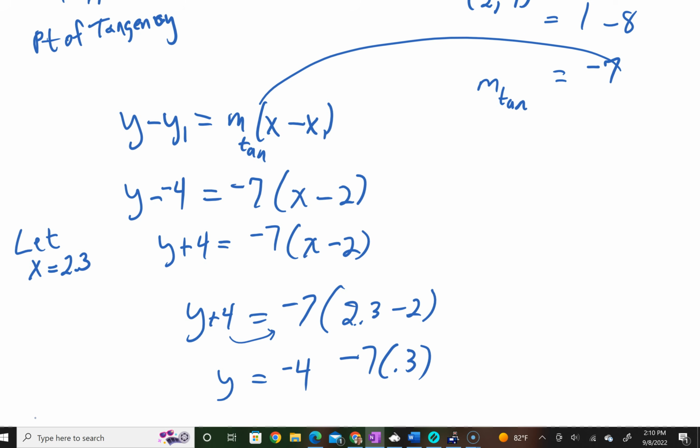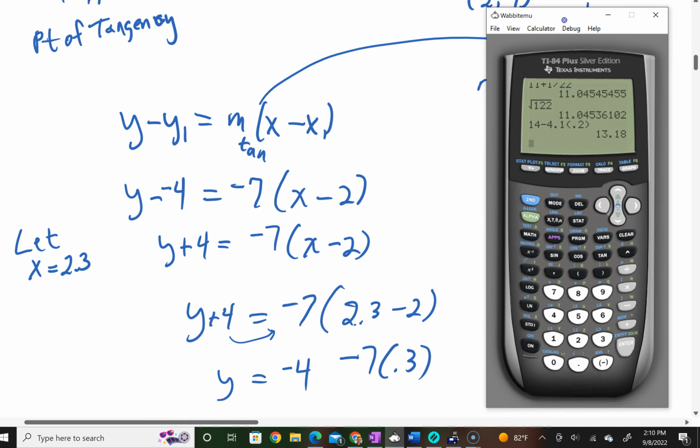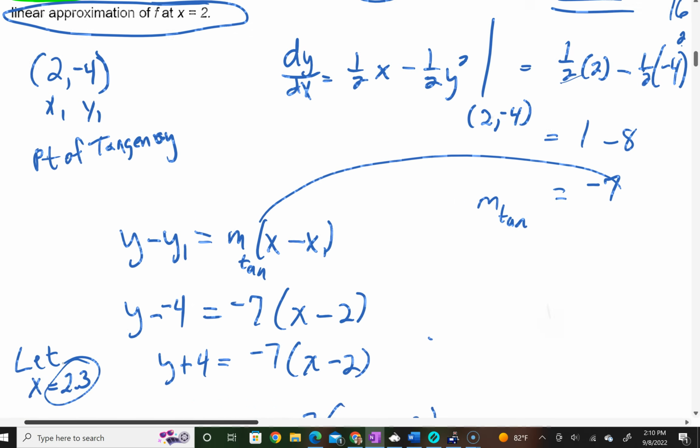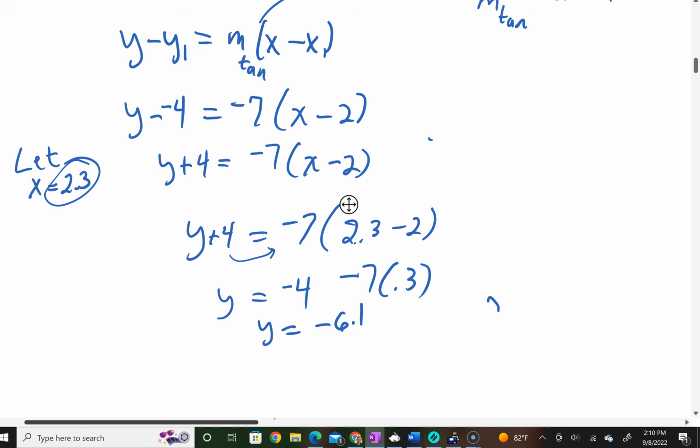You could definitely get negative 4 minus 7 times 0.3. So it wouldn't take you too long to calculate that. Negative 4 minus a 7 times a 0.3. Hit enter and you'll get negative 6.1. Remember, that's what you're seeing on the tangent line when x equals 2.3. We're asked what f of 2.3 might equal. Again, we don't have the actual function to plug that in.